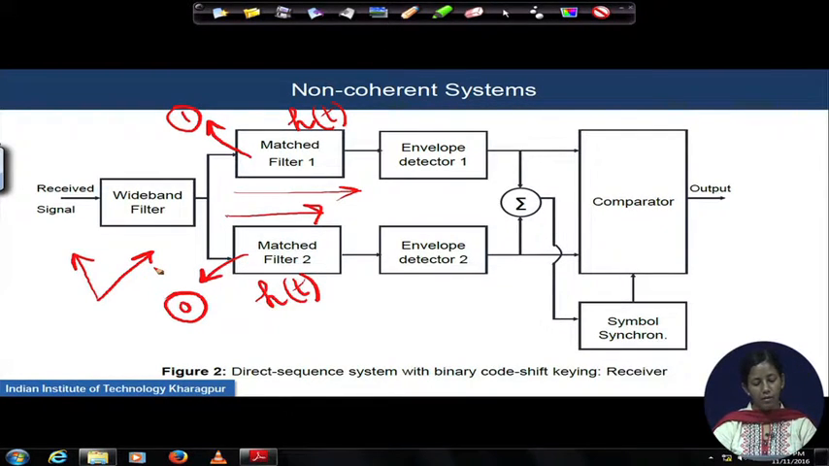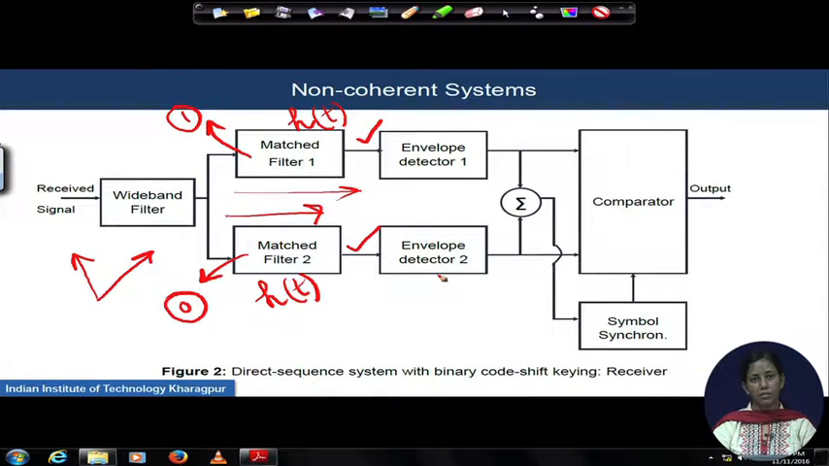So, remember, at a particular moment at the output of the wideband filter, though it is fed to both of them, based on the signal with which the filter is matched, either filter output 1 will be significant or filter output 2 will be significant. The output of this filter is fed to the envelope detector.